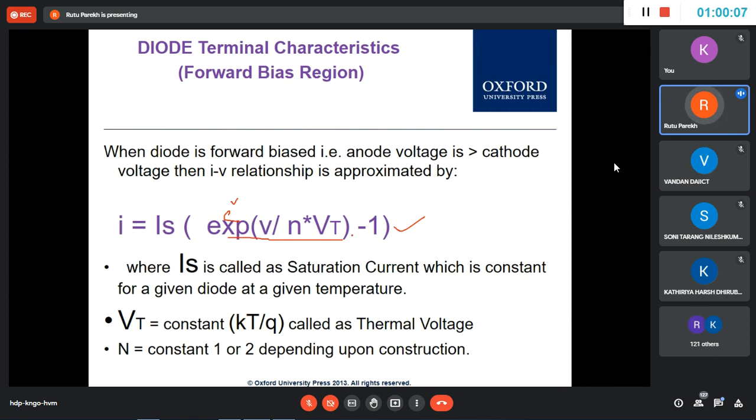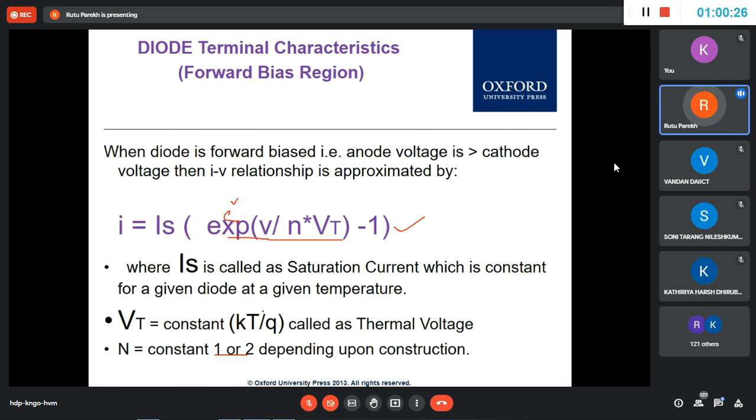All other things are known. Here n depends on the technology the diode is made, and that will also be given. It can be 1 or 2 depending upon how it is constructed. So this value will also be given. Is will be given. This Vt is also constant for a temperature. It is known as a thermal voltage.